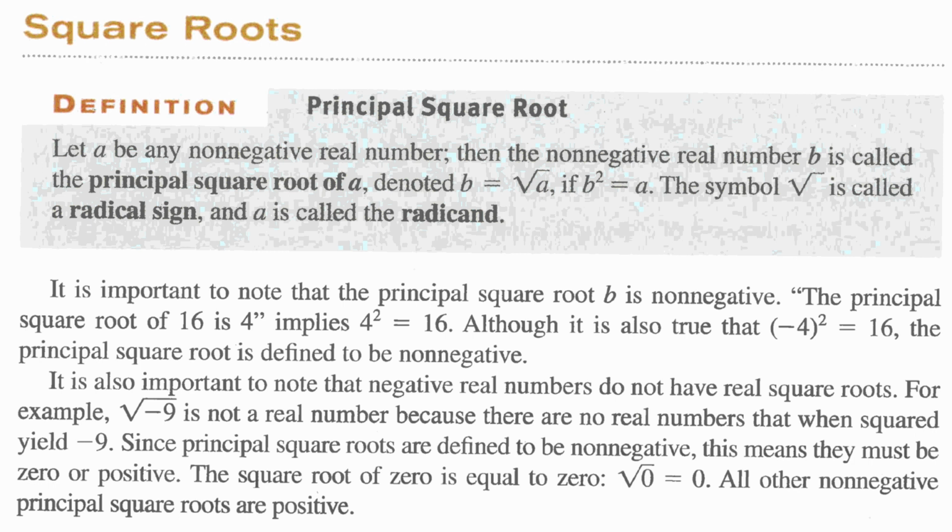Okay, so I'm going to read this whole thing out. Principal square root. Let A be any non-negative real number like 50 or 25. Then the non-negative real number B is called the principal square root of A, denoted B equals square root of A, if B squared equals A. So 5 equals the square root of 25 if 5 squared equals 25, which in this case it does. Okay, so the symbol right here is the radical sign, and the number underneath it, in this case 25, is the radicand.